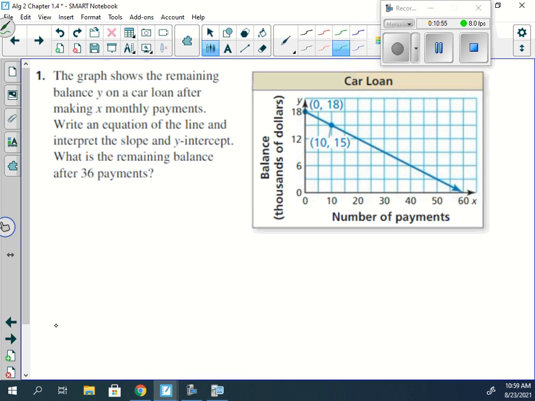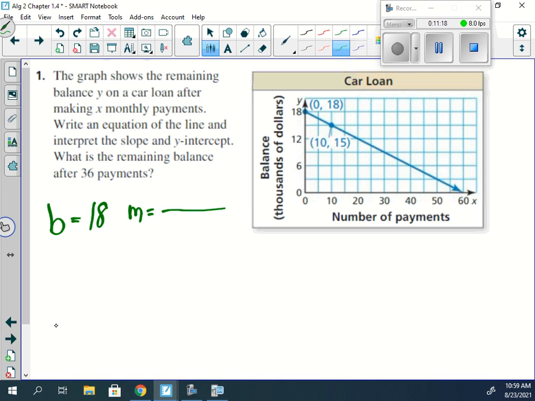Did it give us the Y-intercept? So what's the value of B for our Y-intercept? 18. Because the Y-intercept itself would be (0, 18), but the value we want is 18. Now we need the slope.